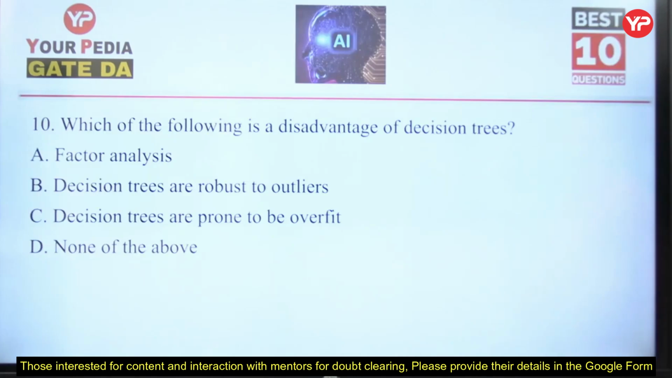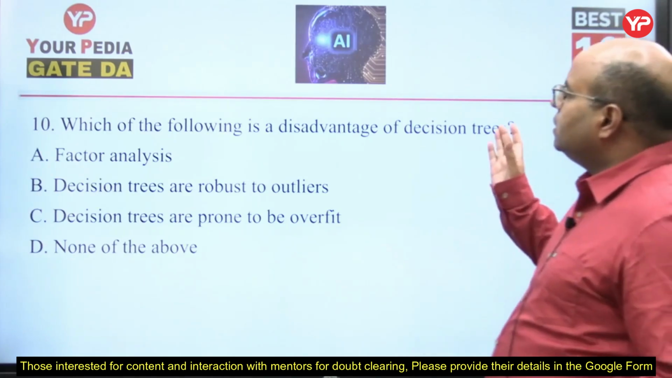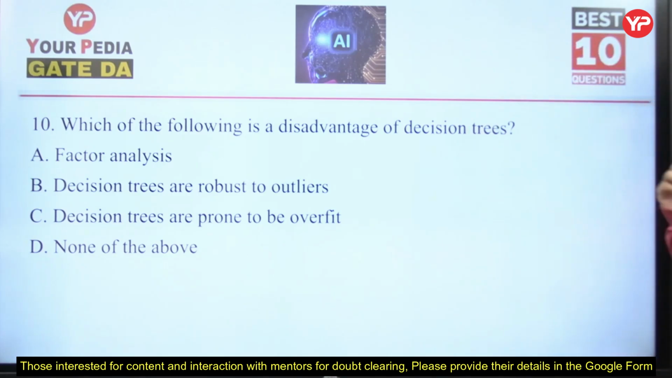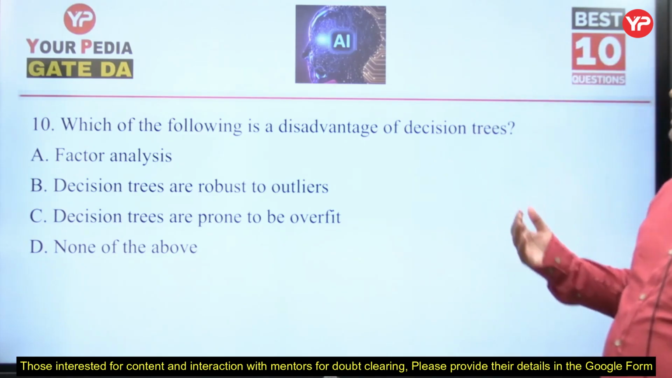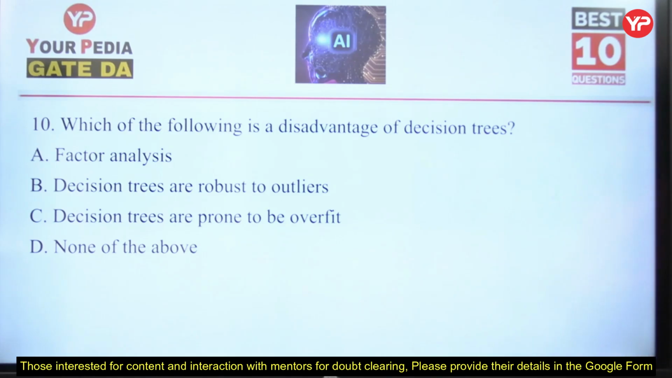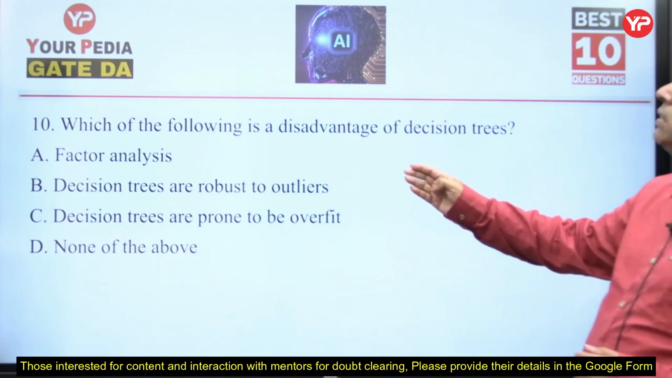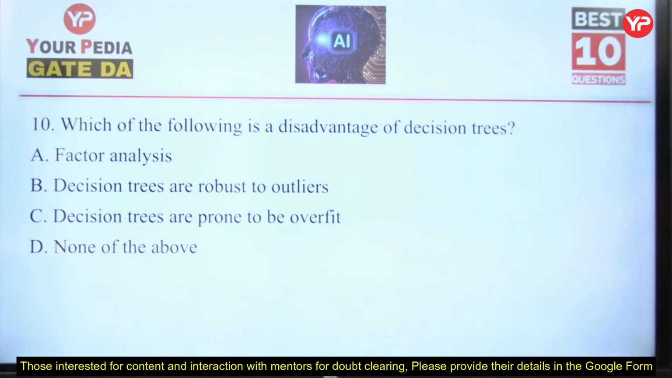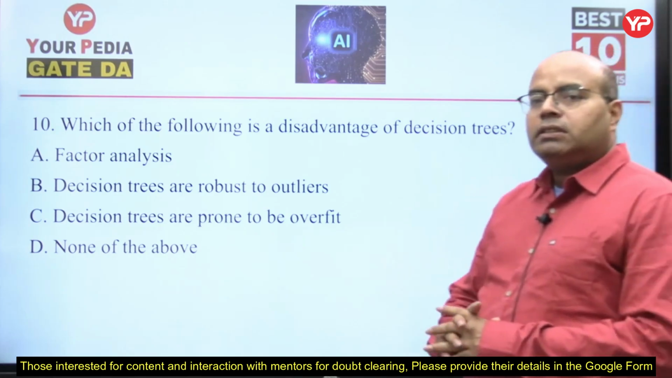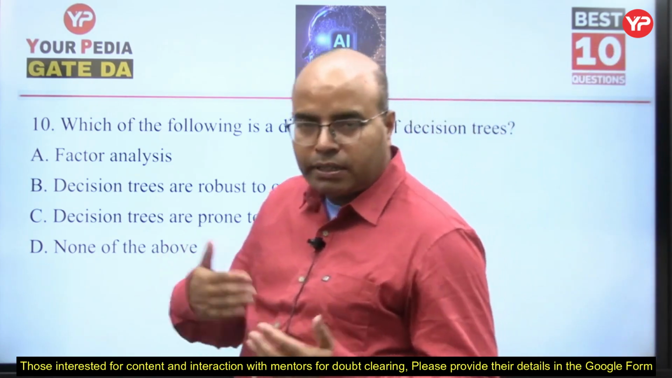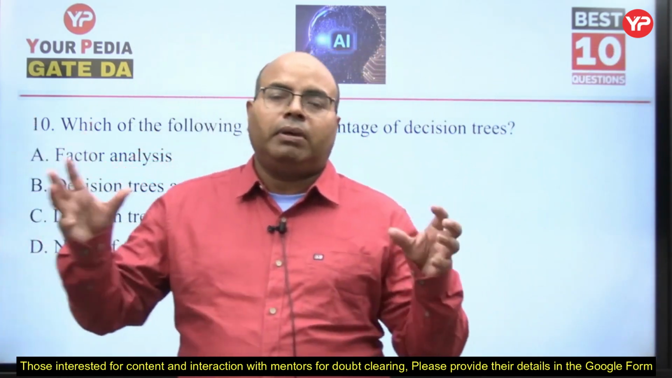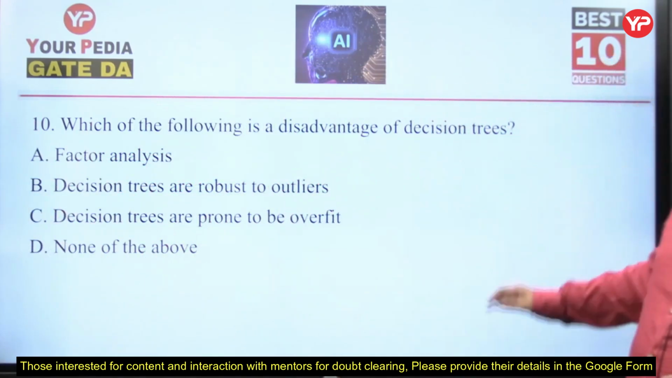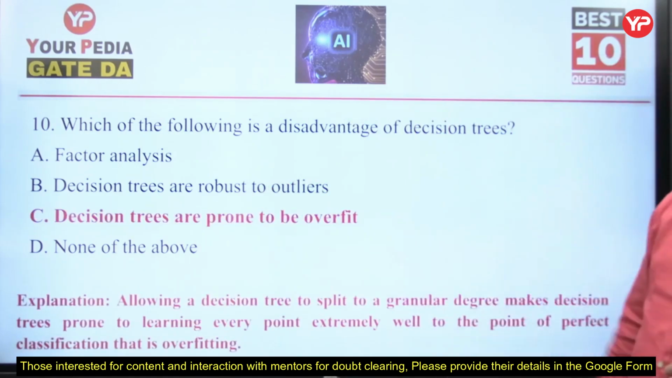Now, which of the following is a disadvantage of decision trees? Factor analysis. Decision trees are robust to outliers. That can't be a disadvantage. Decision trees are prone to overfit. Yes, that's the problem with decision trees. Decision trees take decision on the basis of many questions, but they overfit. That's the most common problem with decision trees.